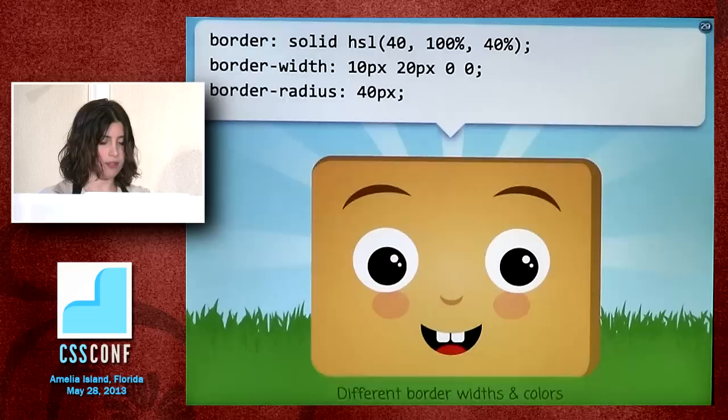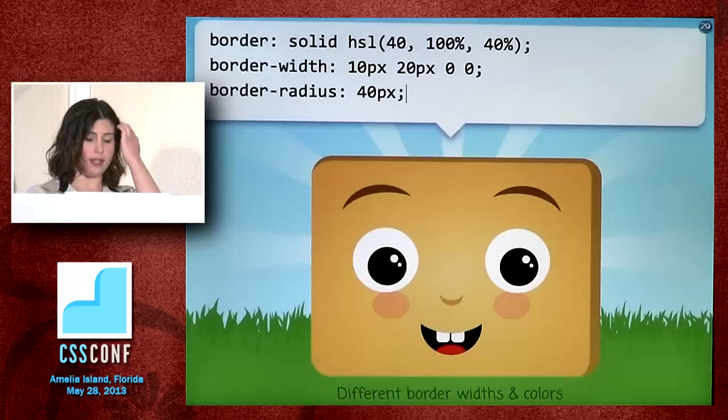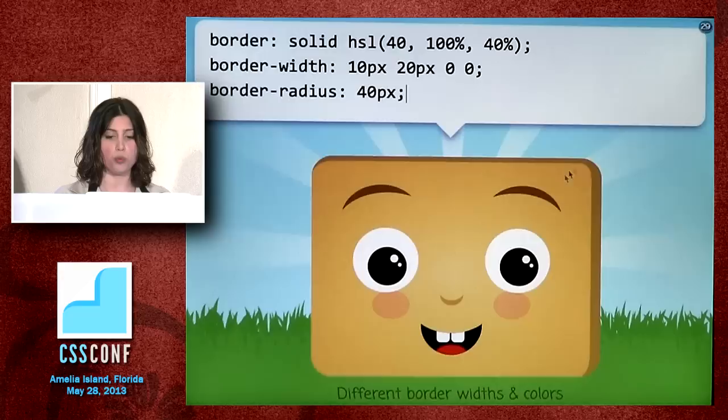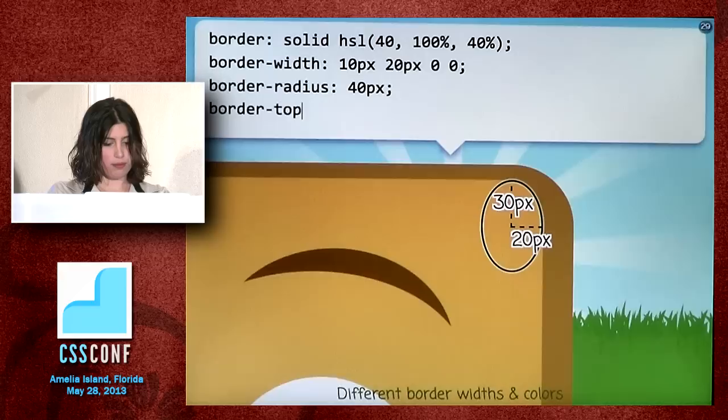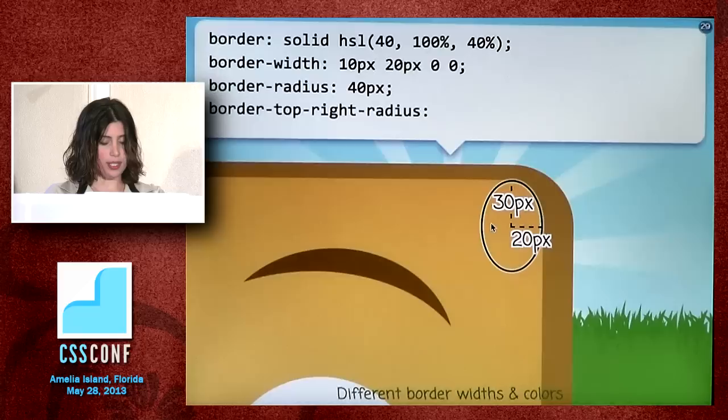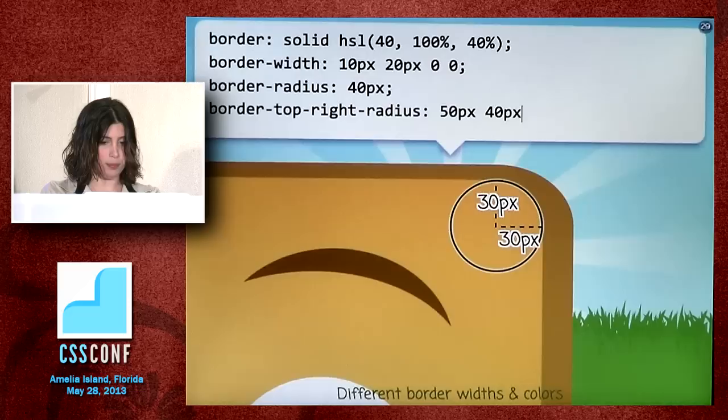So assuming we like it, everything is great. But if we don't like it and we want to change it so that the inner radius is part of a circle, we don't care about the outer radius, but we want this one not to be elliptical. We don't like this. We want this to be a circle. So how do we go about it? We can just override border-top-right-radius and increase the horizontal radius so that it balances the border widths we have. So we can specify 50 pixels horizontally and 40 pixels vertically.